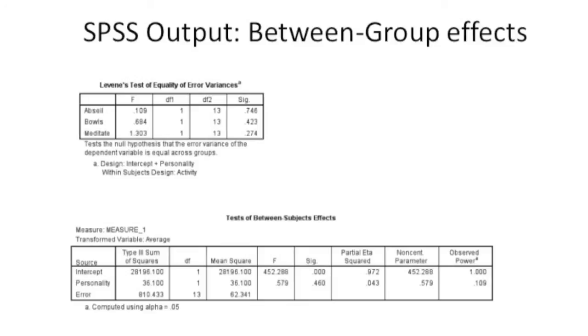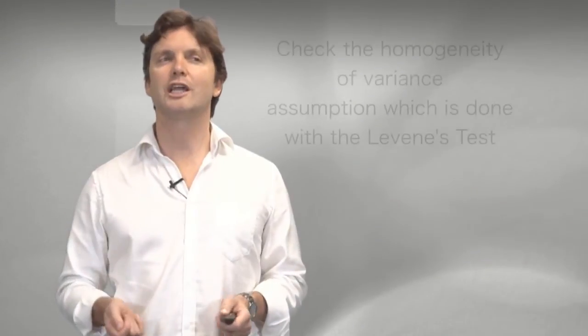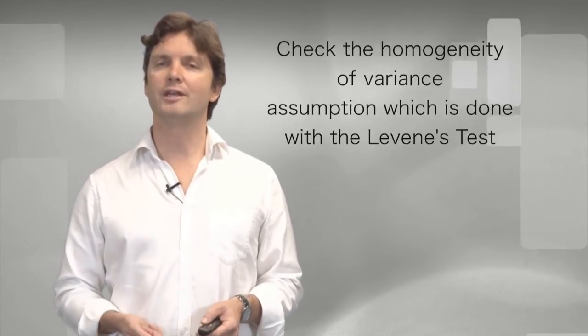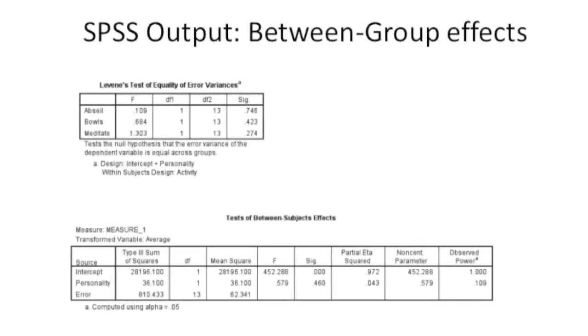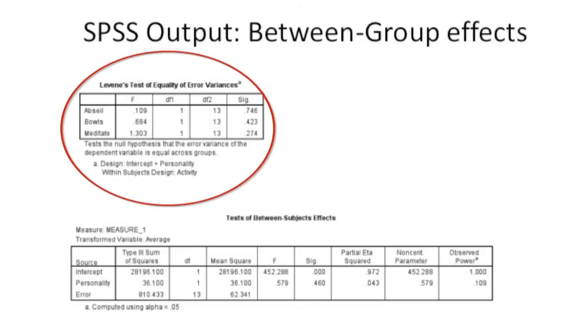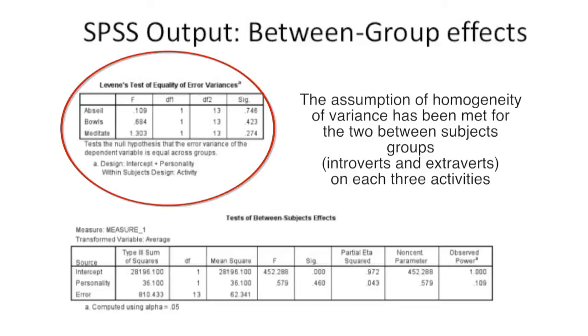Now, the main effect of personality is listed separately from the repeated measures effects in the table called tests of between-subjects effects. Before looking at this table, it's quite important to check the homogeneity of variance assumption, which is done with Levene's test. SPSS does a homogeneity of variance test for extroverts and introverts for the activity of abseiling, another for the activity of lawn bowls, and another for the activity of meditation. What we can see here is that they're all not significant. So the assumption of homogeneity of variance has been met for the two between-subjects groups of introverts and extroverts on each of the three activities.